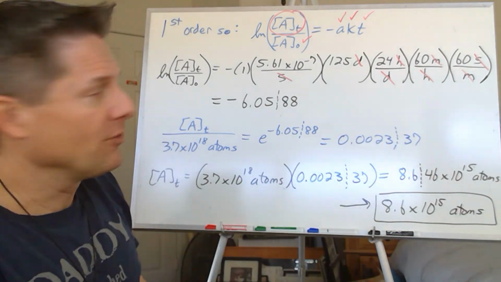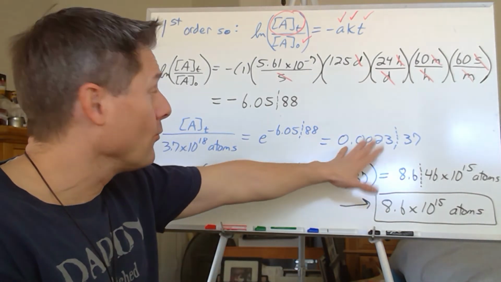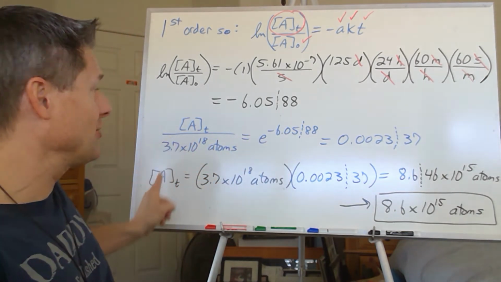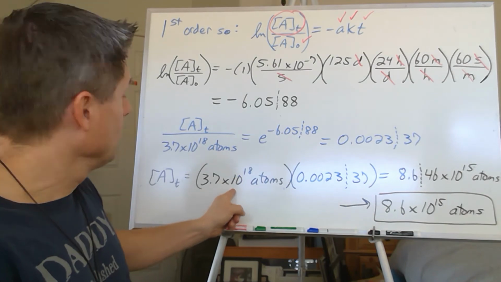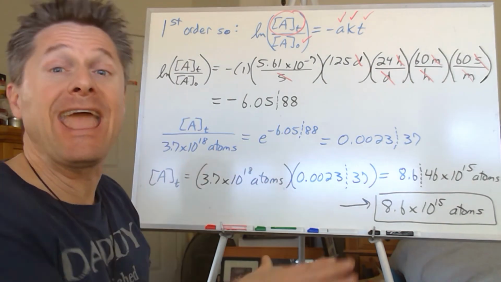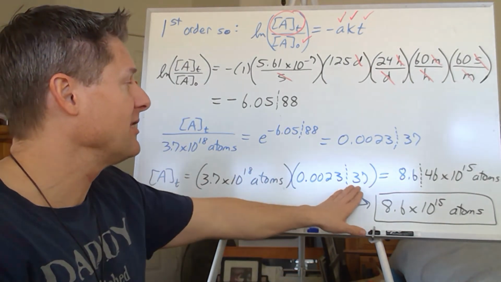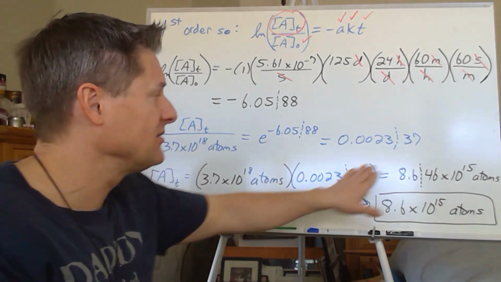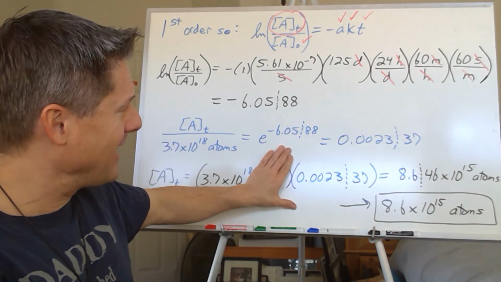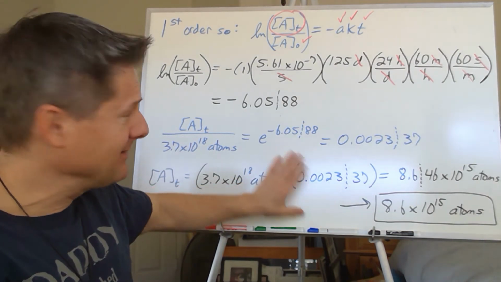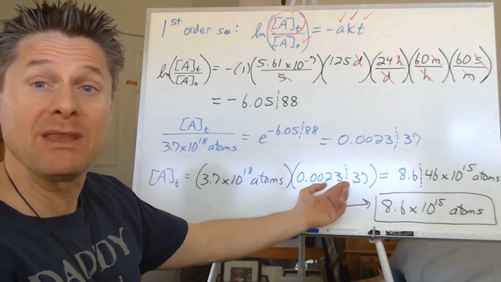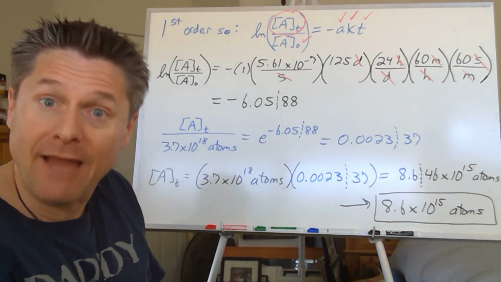So 0.0023, with a vertical dash line between the 3's. Now really, it comes down to this. I'm going to move the initial concentration over to this side. So the concentration at time t will be A naught, which is 3.7 times 10 to the 18th atoms, times this exponential decay factor, 0.0023, good to 2 sig figs. Essentially, that term is like 0.2%, which means after 125 days, you have about 0.23% of the initial amount left.